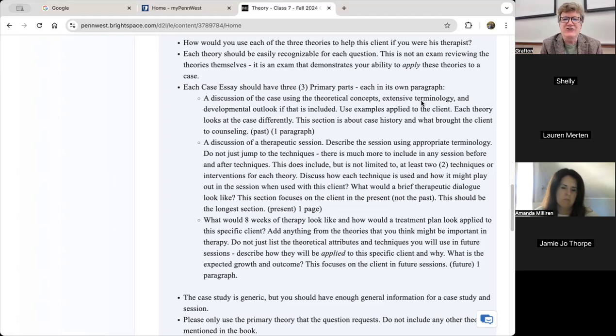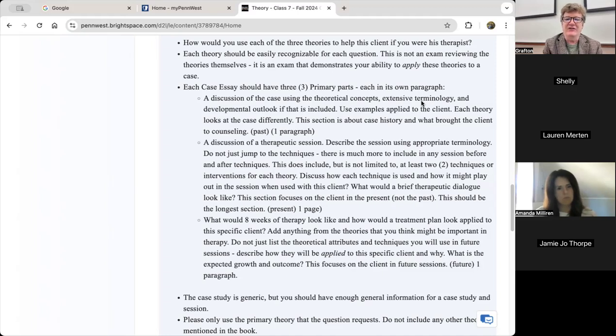Each case essay should have 3 primary parts, each in its own paragraph. So separate them. It's not one long paragraph. The first one is a discussion of the case using the theoretical concepts, extensive terminology, and developmental outlook if it's included, using examples applied to the client. Each theory looks at the case differently. This section is about case history and what brought the client to counseling. It's about the past. It should be about one long paragraph.